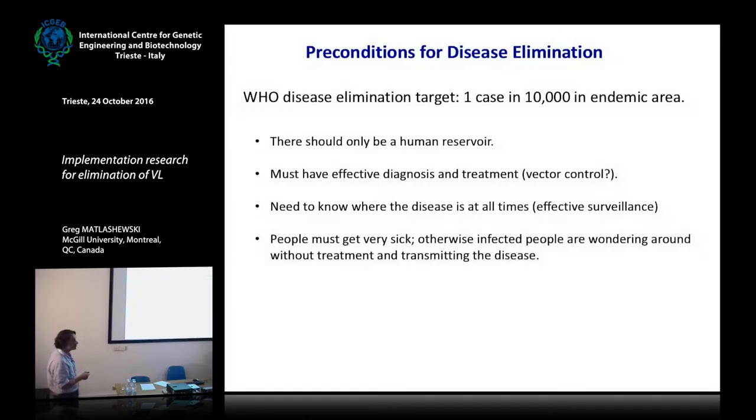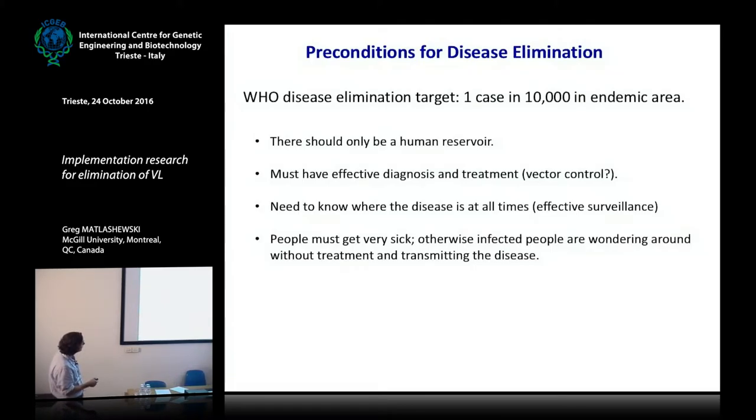There should be a human reservoir. It's very difficult to eliminate cutaneous leishmaniasis with the animal reservoir, so you pretty much can't do it. But VL with the human reservoir, that's something you can think about. So if you have a human reservoir, you can start to think about elimination. You have to have certain tools available, of course. You need to have effective diagnostics, effective treatments, and that's really been a huge improvement over the last 10 years. And vector control mechanisms. And in the case of leishmaniasis, there is effective vector control as well.